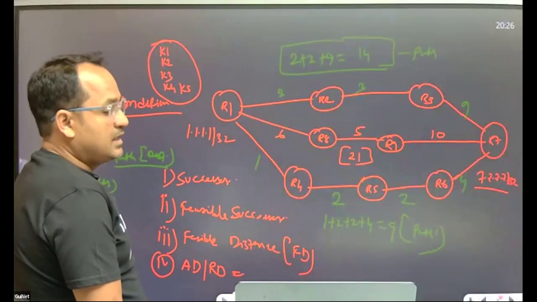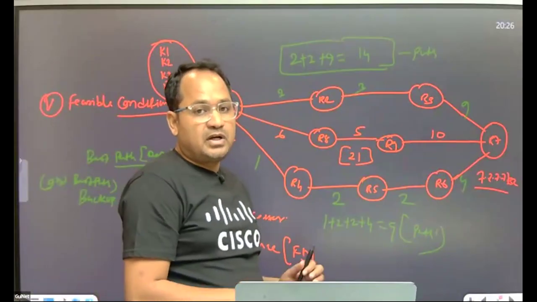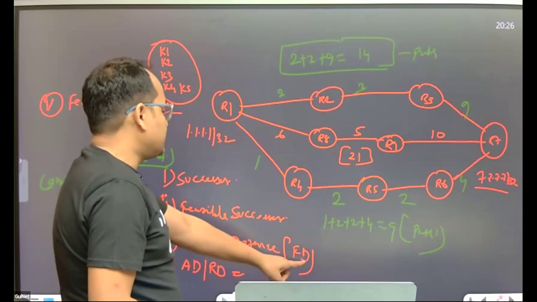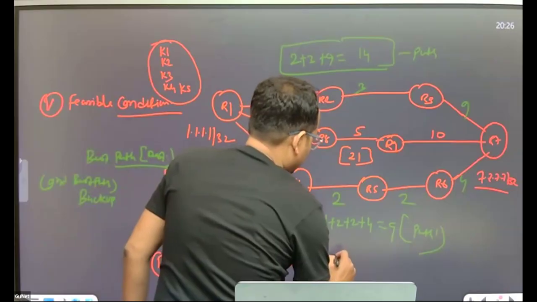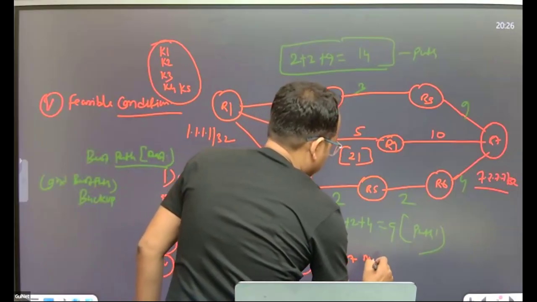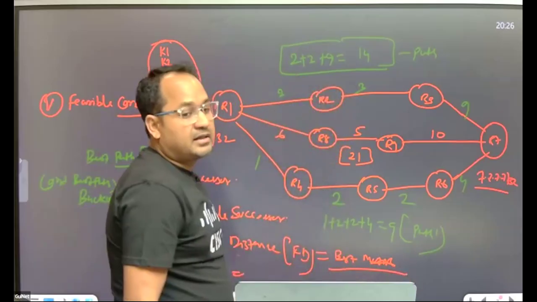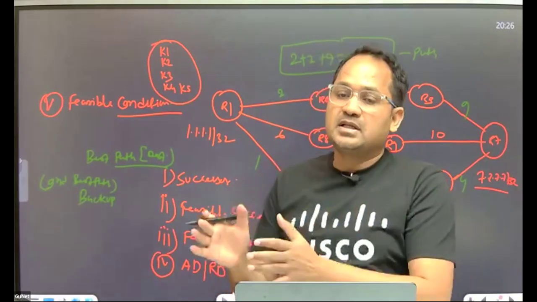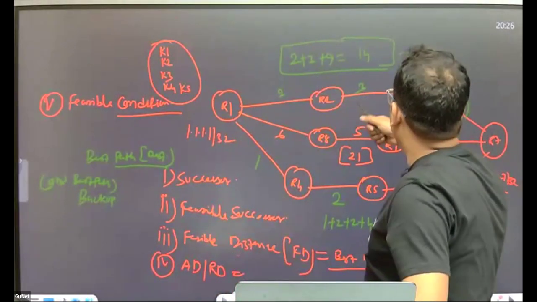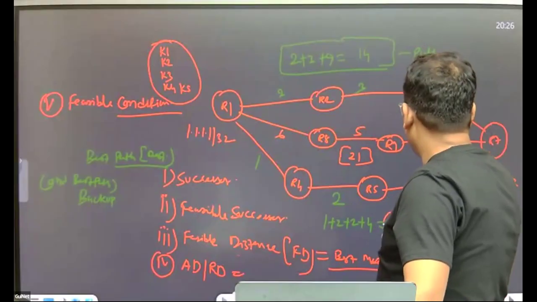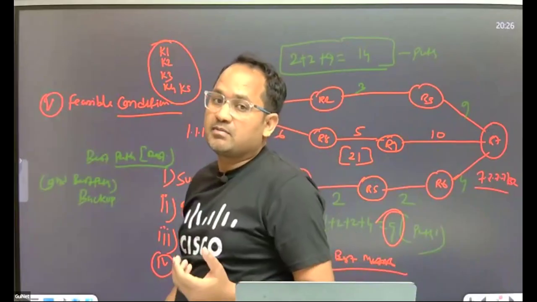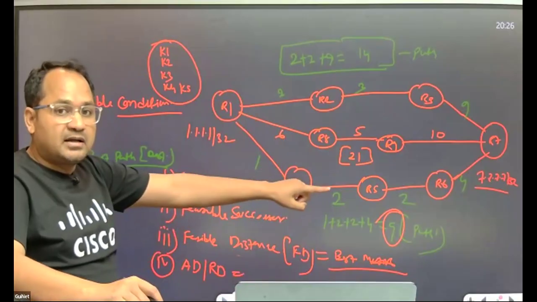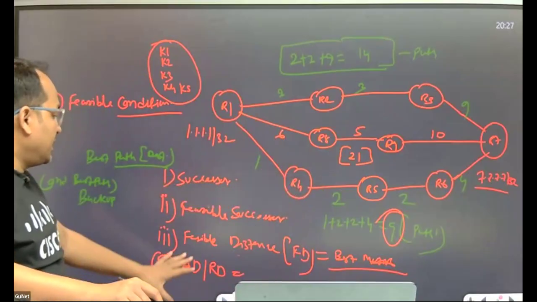Then what is the feasible distance? Feasible distance is the best metric, or best path metric. Whenever you talk about the feasible distance, it is going to be the lowest metric from source to destination. Means from here to here, which one is my best metric? This one, right? So this is going to be your feasible distance. Whatever the successor path metric is, that is your feasible distance.